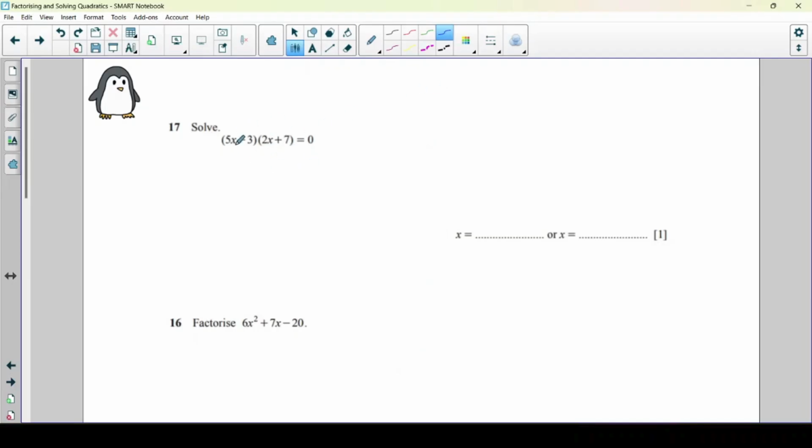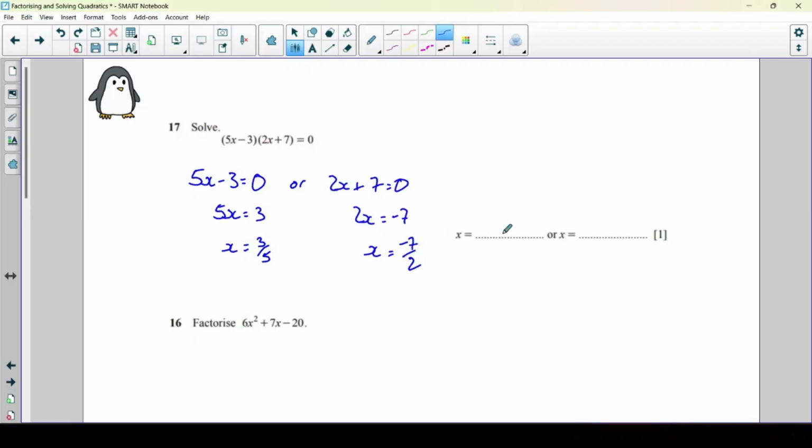In this question, it has already been factorised for you. It's only 1 mark, okay? That's the clue that you do not need to expand or anything. It's done for you, okay? We have 5x minus 3 equals 0, or 2x plus 7 equals 0. So 5x equals 3. Divide both sides by 5, we get x equals 3/5. Or for this one, 2x equals minus 7. Divide both sides by 2, and we get minus 7 over 2. So 3/5 or minus 7 over 2.